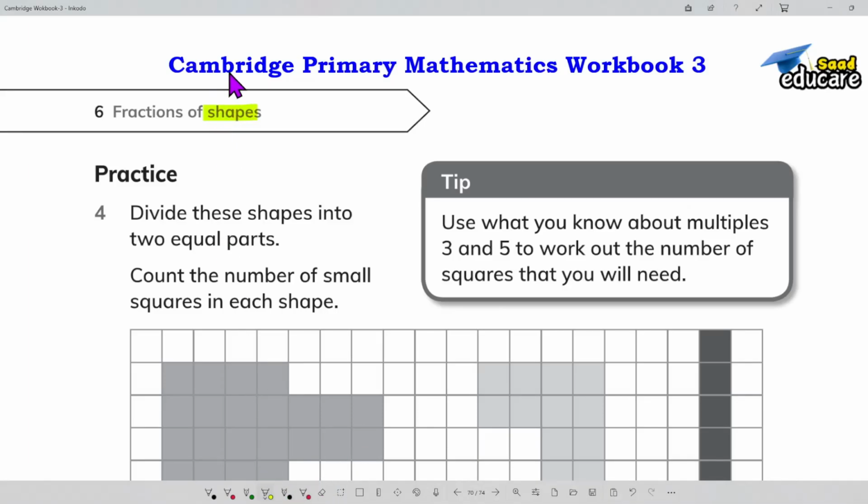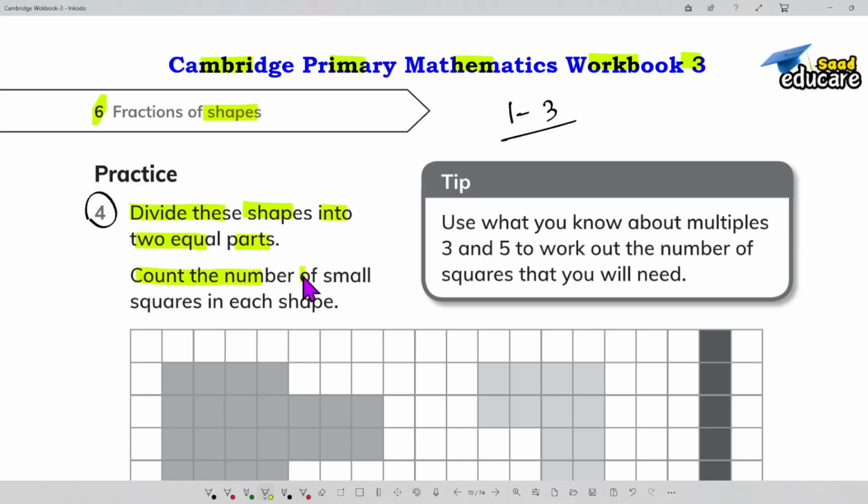We are starting Cambridge Primary Mathematics Workbook 3 Unit 6. Very important topics. We have already completed 1, 2, 3. In this video we will start from number 4. Let's get started. Number 4 says divide these shapes into two equal parts.